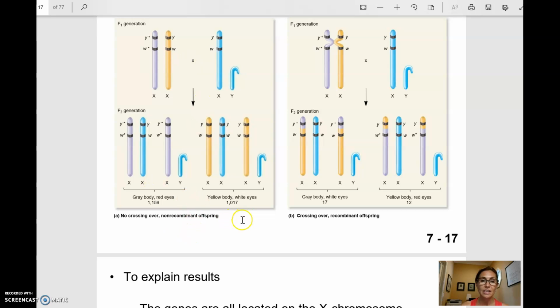It turns out if you have, in the F1 generation here, a female that is Y plus Y, W plus W, and this individual, the male, has Y and W, then you can predict what male and female genotypes you're going to end up with, and you can predict the phenotypes as well. So with no crossing over, you would expect to get all gray body, red eyes, yellow body, white eyes. With crossing over, in other words, generating recombinants, you should get gray body, white eyes, yellow body, red eyes, which they did. 17 of these guys and 12 of these guys, or these guys and girls.